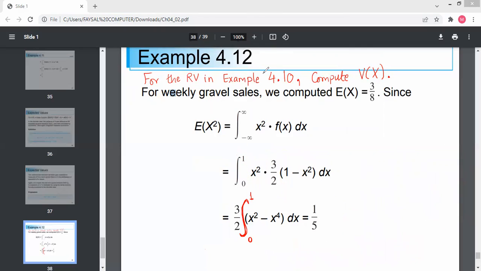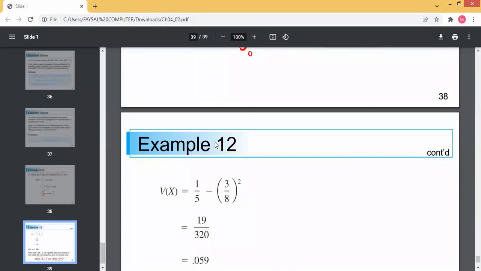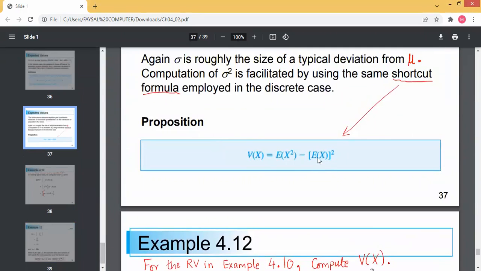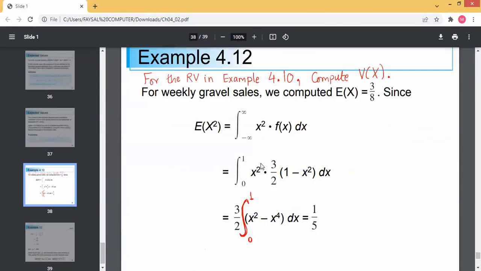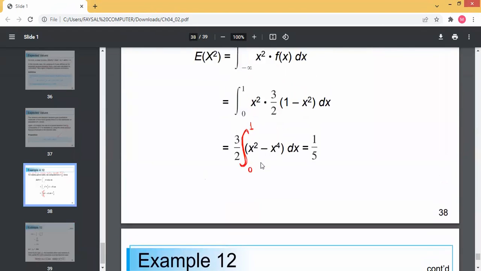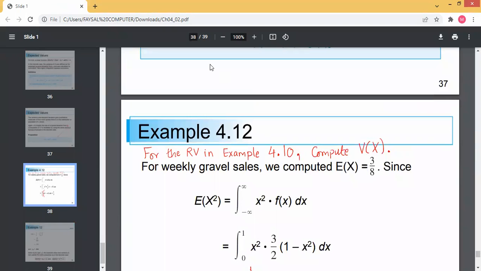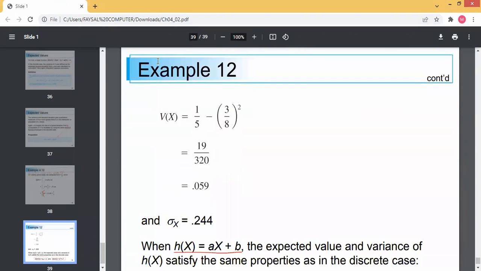This is the first part of finding the value of V of x. Now the next value is E of x whole square. As the value of E of x given is 3 upon 8, we can find the value. Then V of x will be E of x square minus E of x whole square.